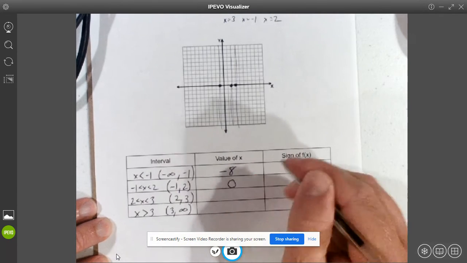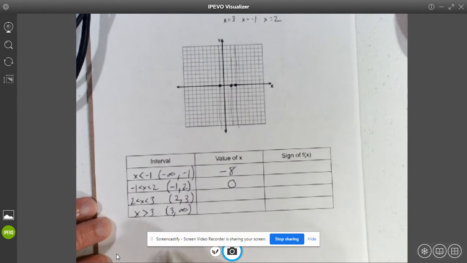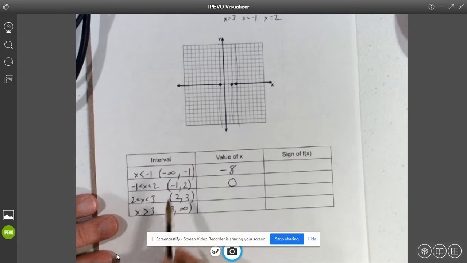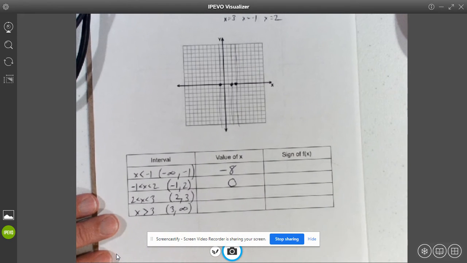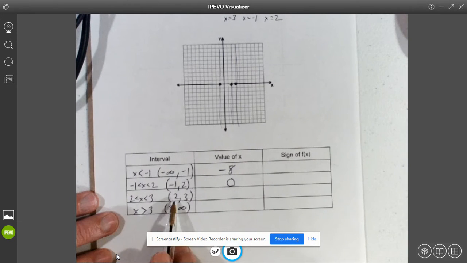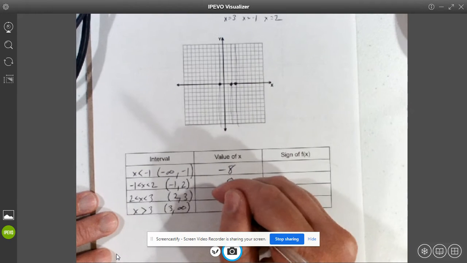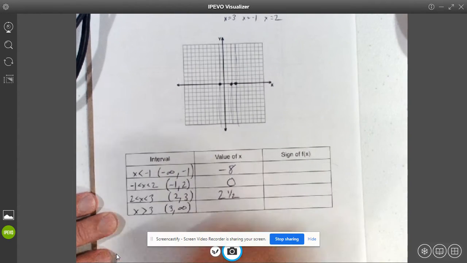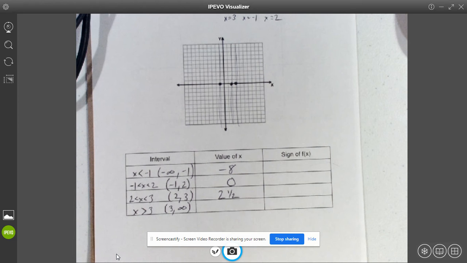0 is always a nice one to pick there. You could have picked positive 1. You could have picked 1.5. You could have picked any x you want between negative 1 and 2. Now I need to pick an x that's between 2 and 3. This one's a little bit trickier, but not really. We're going to have to involve some fractions or some mixed numbers here. So 2.5, could have done 2 3/4 or 2 2/3. An infinite number of numbers you could pick there, but I'm picking 2.5.